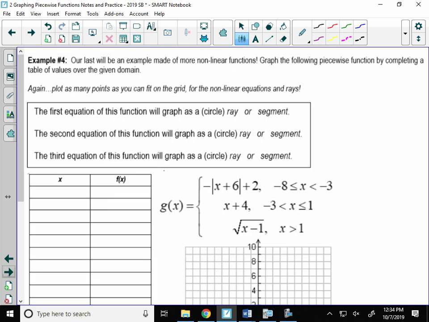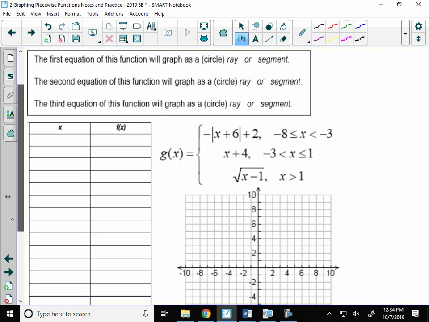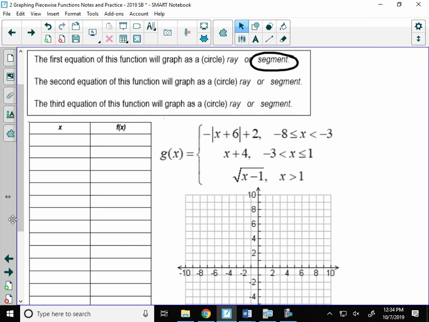Yes, okay. Again, this one has some different graphs. I'm going to show you on your calculator graphing. We have absolute values and stuff here. So the first one, is this going to be a segment or a ray? A segment. Okay. So when I look at that first equation, it's going to be a segment.